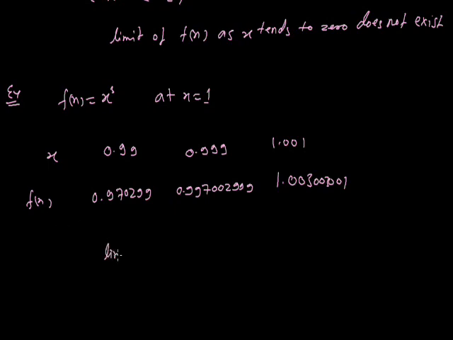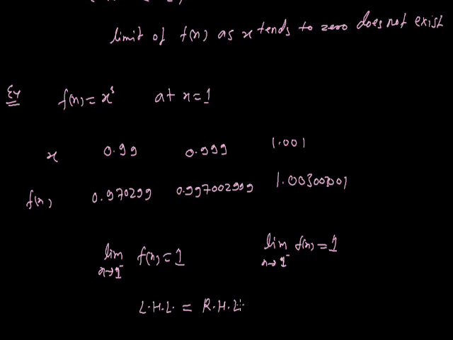So here we can say limit x tends to 1 minus f(x) will be equal to 1, and similarly limit x tends to 1 plus, at 1.001 it is also approximately equal to 1, which is also equal to 1. So the left hand limit is exactly equal to the right hand limit. The function f(x) equal to x cube approaches the point (1, 1) at x equal to 1. So here the limit of f(x) exists.